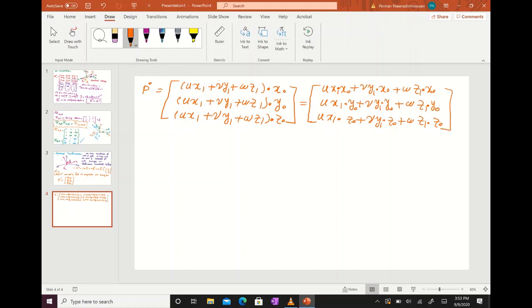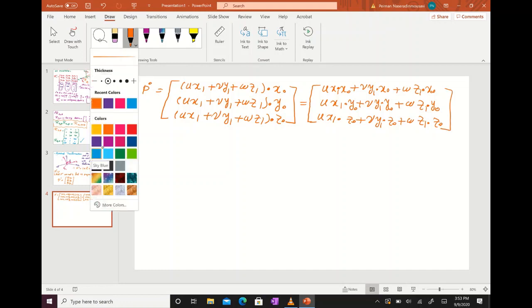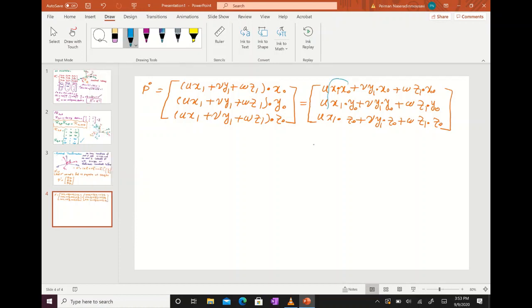Yes, I can, obviously. Now look at these terms. Obviously, now I can decompose this as another vector and matrix. Here we go.